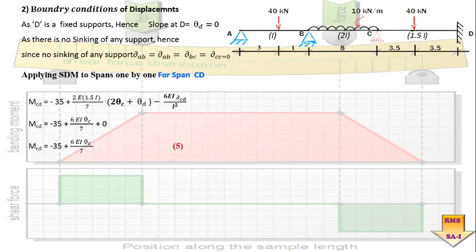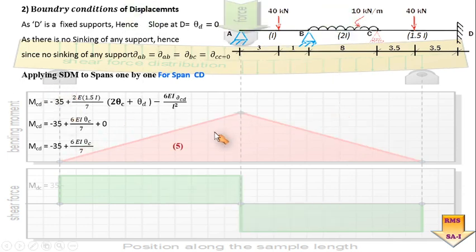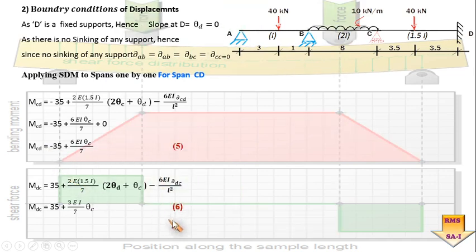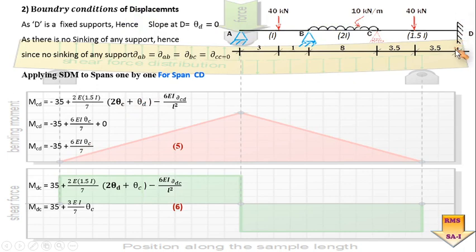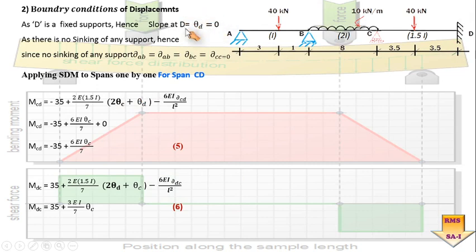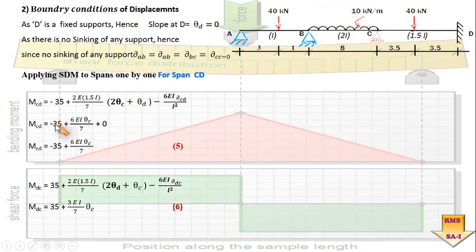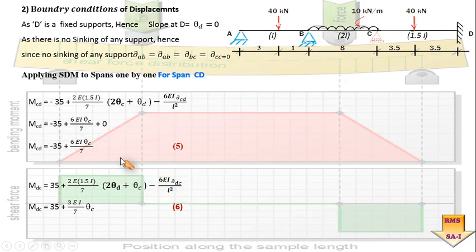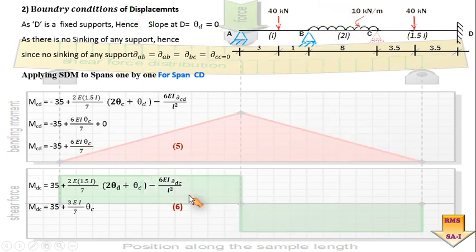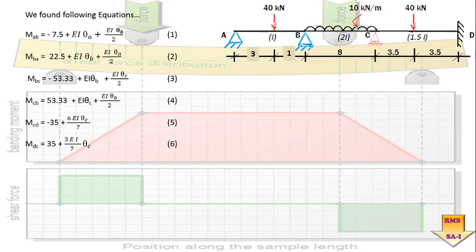Is it okay? So on the same lines what we did earlier, we have compiled the various equations, and those equations are equation number 5 and equation number 6. So what we did here, theta D was equal to 0 due to the fixity about that particular joint D. So the slope about that particular point was equal to 0. Simply that boundary condition we have used here. As far as this is concerned, this has been already found out in the earlier slides. So substituting the boundary condition and the various fixed end moment into the governing equation, we got equation number 5 and equation number 6.